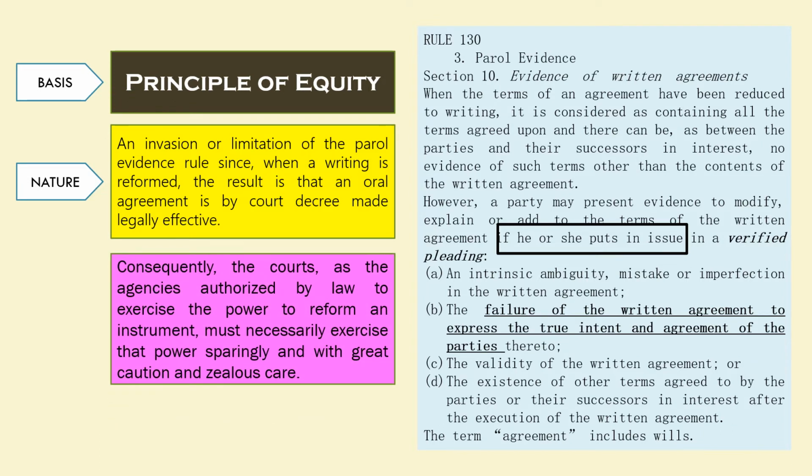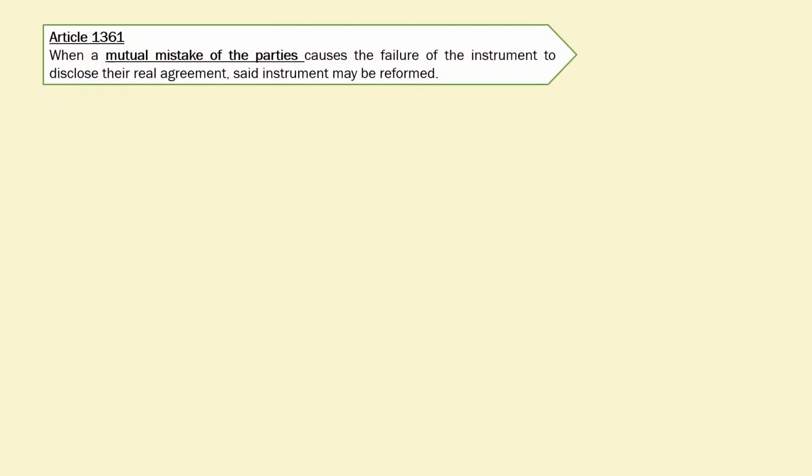But please take note, ano ang sinasabi ng mga jurisprudence? The court, as the agency authorized by law to exercise the power to reform an instrument, must exercise this power sparingly and with great caution and zealous care. What are the instances where the remedy of reformation of instrument is proper according to Article 1361? If there is a mutual mistake of the parties and it causes the failure of the instrument to disclose the real agreement, then the instrument may be reformed.